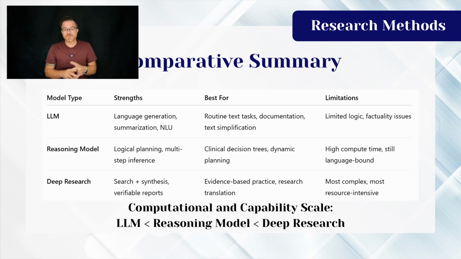Next, we have reasoning models. Their limitations are that they have high compute times and they're still language bound, right? Because they're built on those large language models, they do still have all of the limitations of a large language model underlying them to some degree. Now, some of their aspects help to eliminate some of it. For example, multi-step processing may be able to help eliminate some of the hallucinations. Deep research is the most complex, which of course then means it's the most resource intensive.